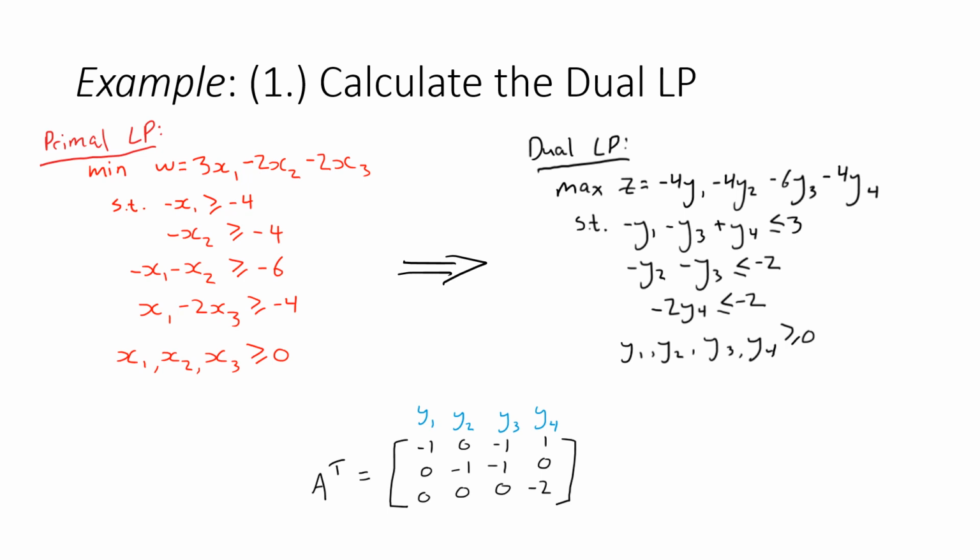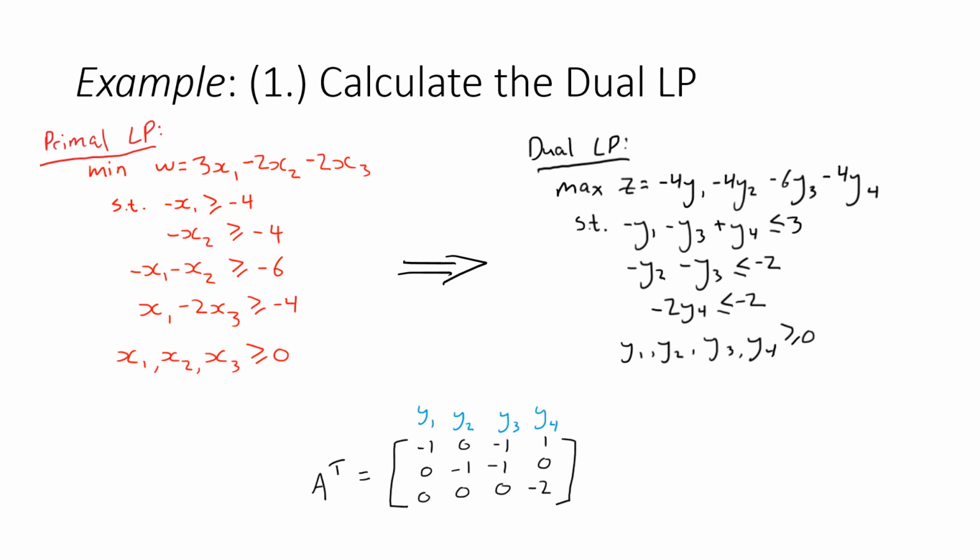Minimum becomes maximum. The right-hand side of the primal LP constraints become the coefficients for the dual LP objective function. The coefficients for the primal LP objective function become the right-hand side for the dual LP constraints. The constraint signs switch from greater than or equals to less than or equals to, disregarding the non-negativity constraints, and the non-negativity constraints apply to y instead of x. We now have the dual LP, which we will come back to later.